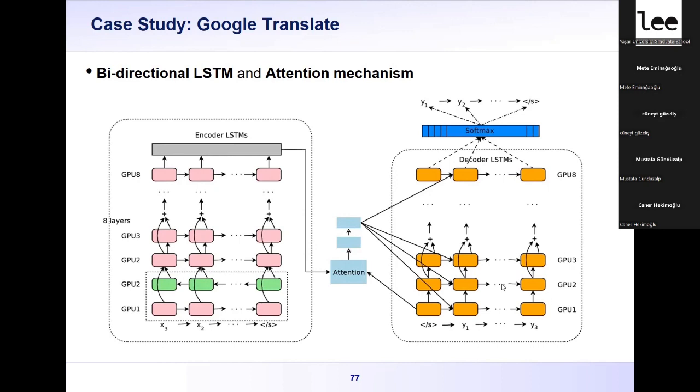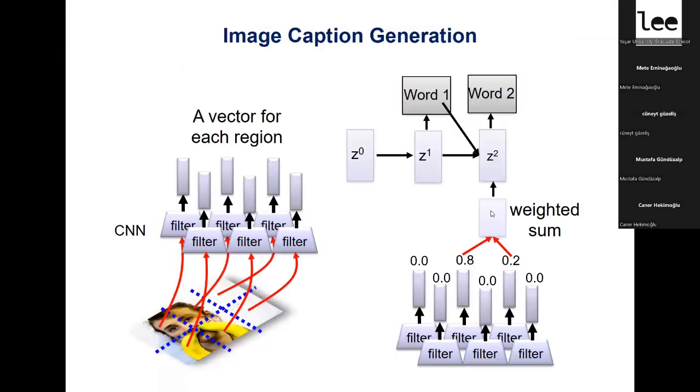And then in the decoder part, again, this time only single-sided classical LSTMs. So encoder and decoder, which is the basic architecture of Google Translate. And there's also another approach, convolution plus recurrent neural networks, convolution plus LSTMs, which is used for a difficult task, image caption generation. So it could also be used for question answering.